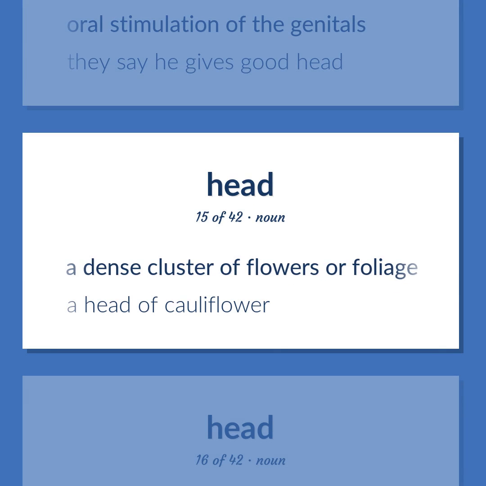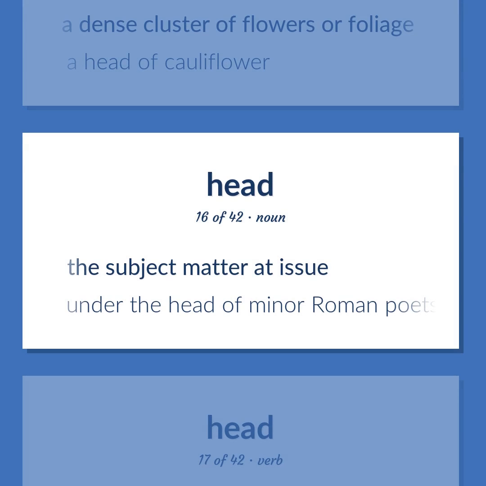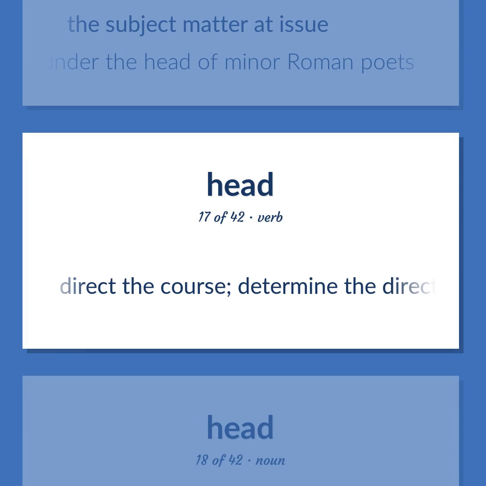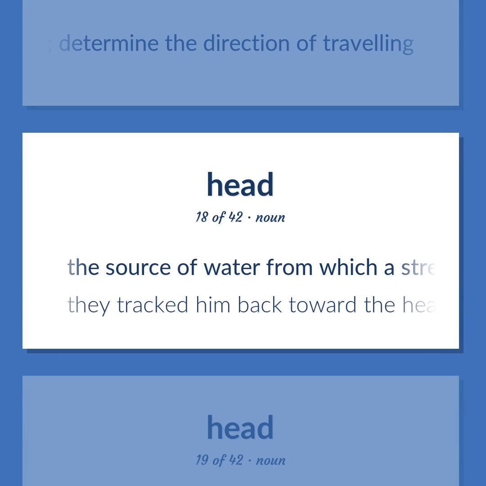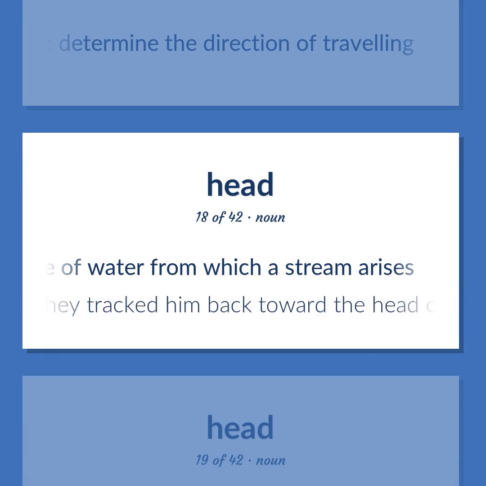A dense cluster of flowers or foliage. A head of cauliflower. The subject matter at issue. Under the head of minor Roman poets. Direct the course. Determine the direction of traveling. The source of water from which a stream arises. They tracked him back toward the head of the stream.